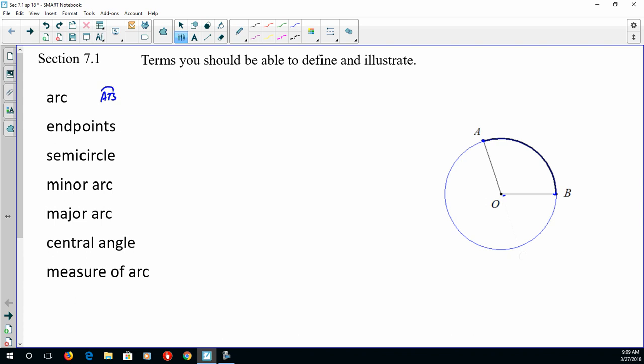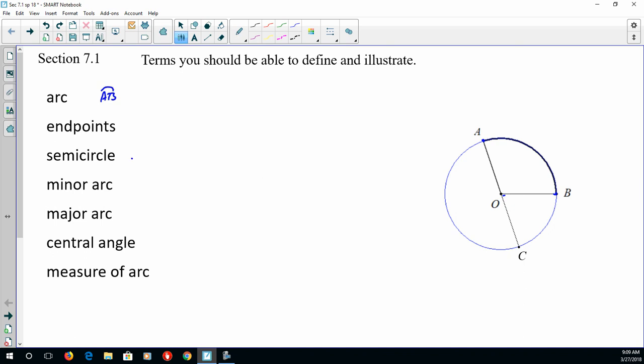Now, a semicircle is an arc that has endpoints of the diameter. So in this case, I have a semicircle. Now there's two semicircles here. Okay, let's talk about the one that goes clockwise from A. Okay, I would write that.